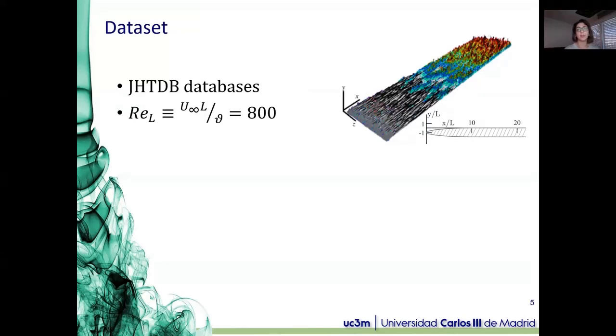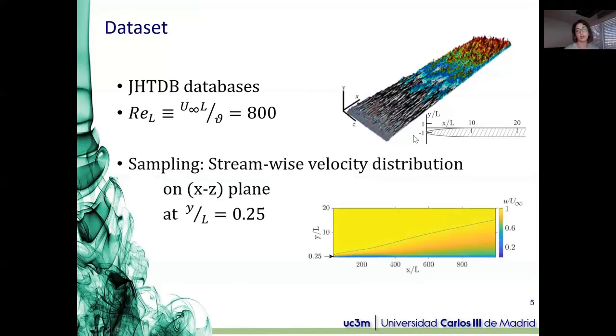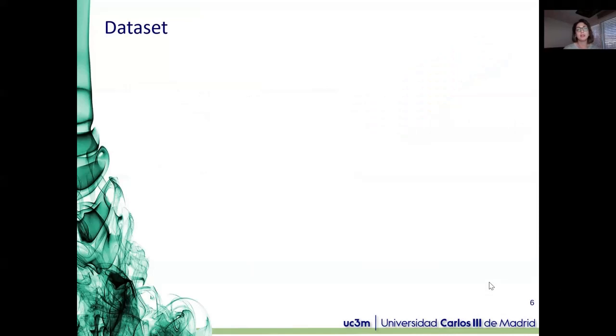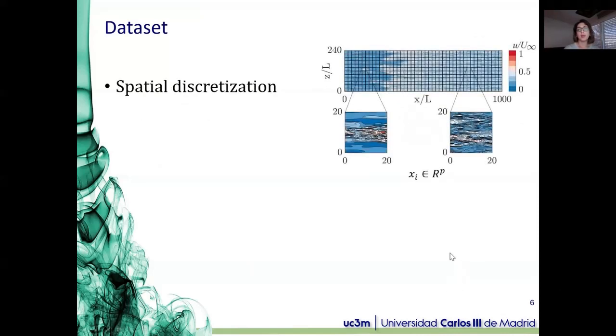To acquire the data, the streamwise velocity distribution on a streamwise-spanwise plane has been sampled. This sampling has been done at several time instances. This plane has been placed sufficiently close to the wall to be representative of the wall shear distribution. The selected domain is then discretized into small square cells, 20L by 20L, in an attempt to mimic the human process of classifying regions by inspecting subregions of the domain.